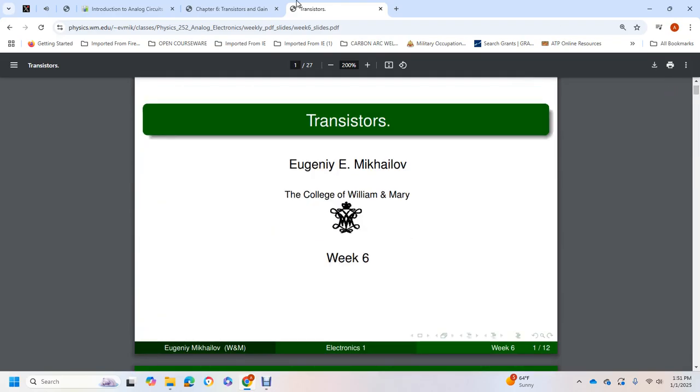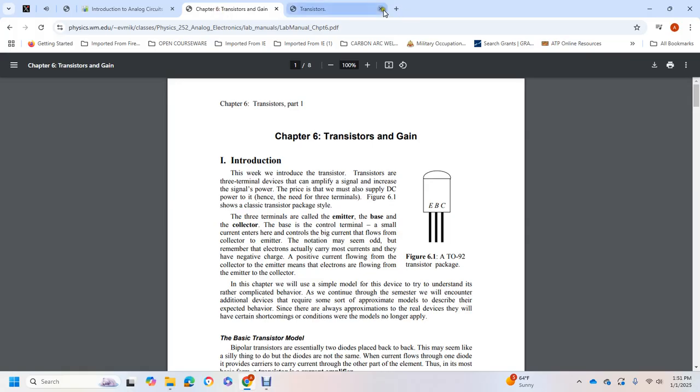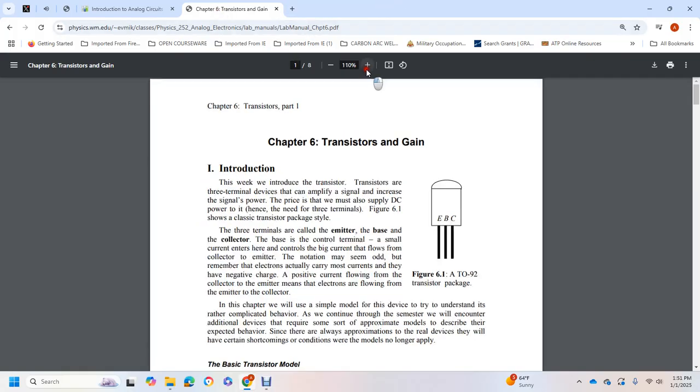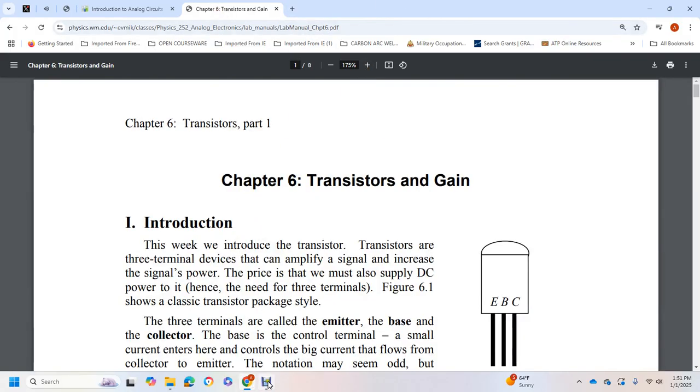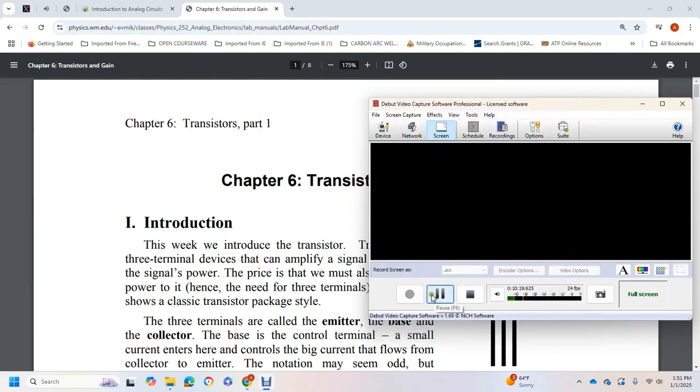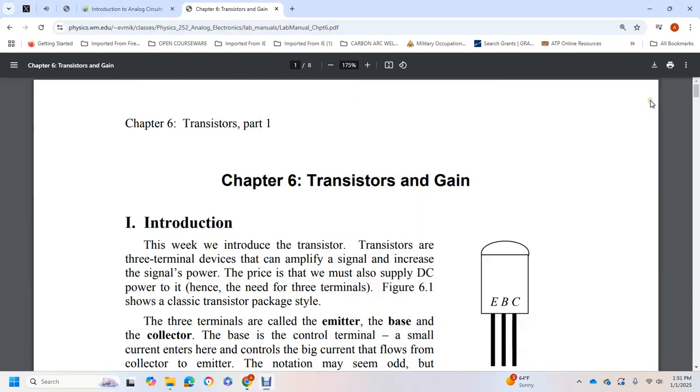Alright, this is transistors, week 6. Alright, we're still going to record week 6. Week 6, Transistors Part 1, Chapter 1, Transistors and Gain. This week we introduce the transistors.